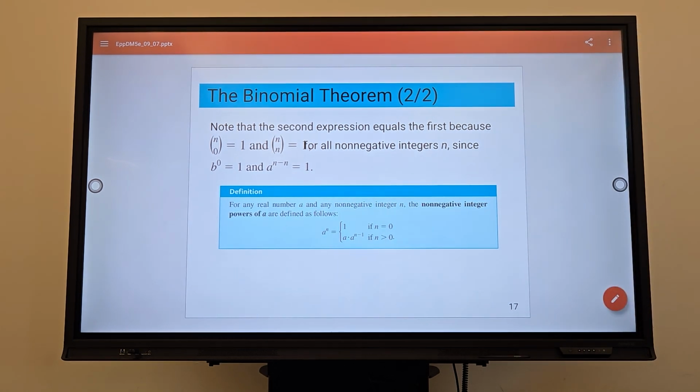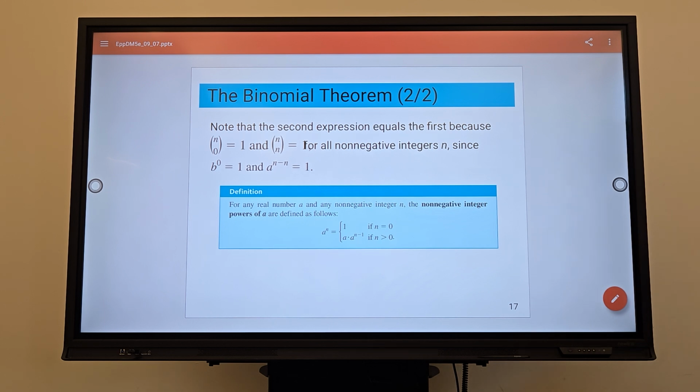Note that the second expression equals the first because n choose 0 equals 1 and n choose n equals 1 for all non-negative integers n, since b to the power of 0 is 1 and a to the n minus n is equal to 1.